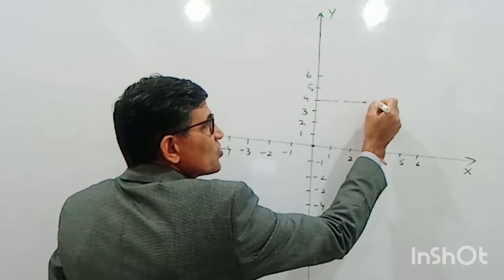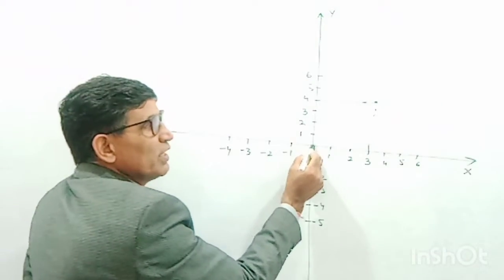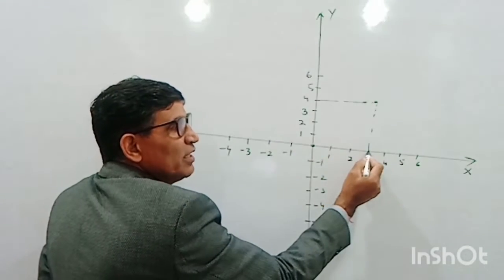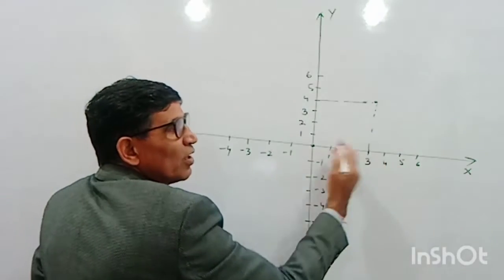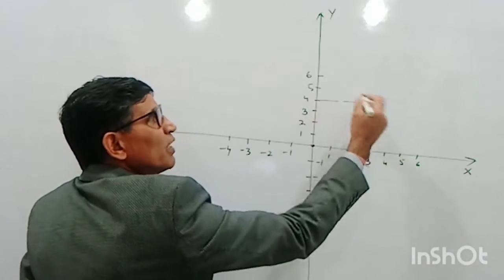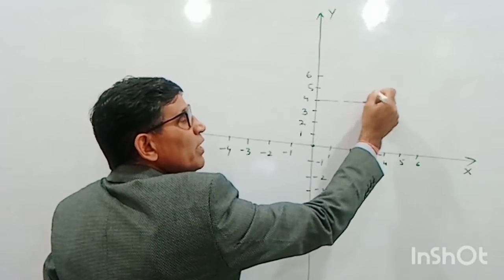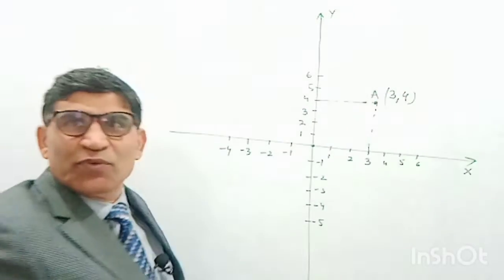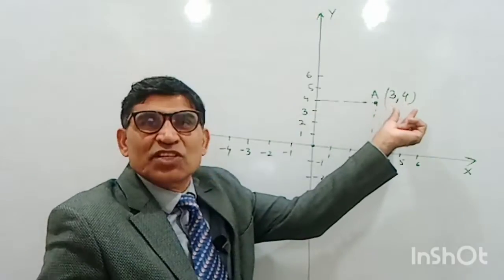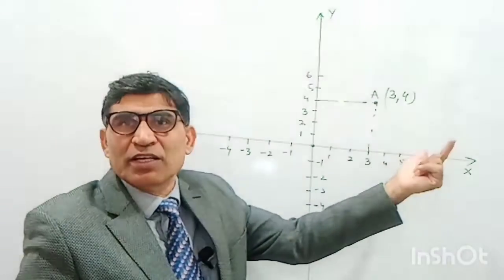If I check it from this origin, this body is at a distance of 3, you can take it in meters, 3 meters along the x-axis and 4 meters along the y-axis. So this body is located at point A whose coordinates are 3 and 4. If the body changes its position, the coordinates will definitely change.